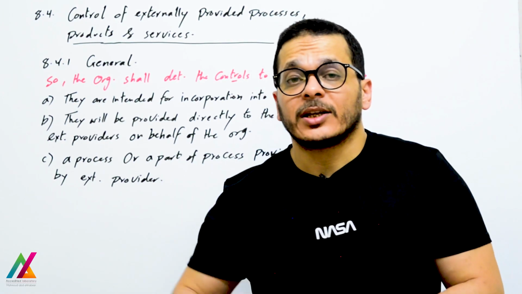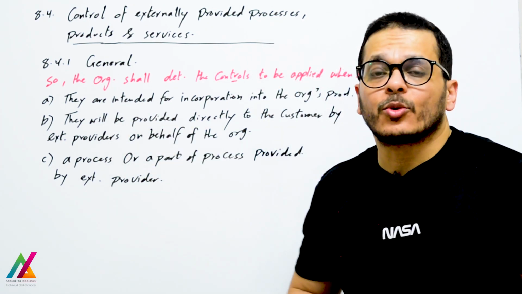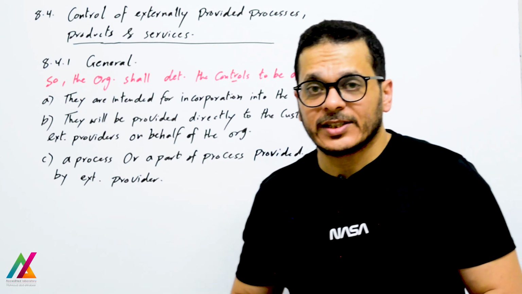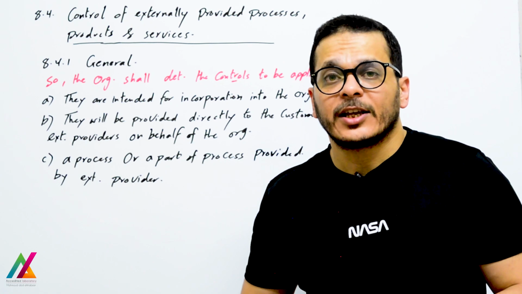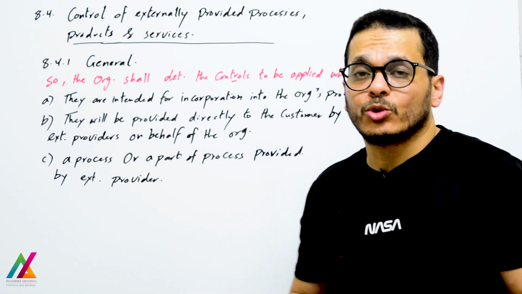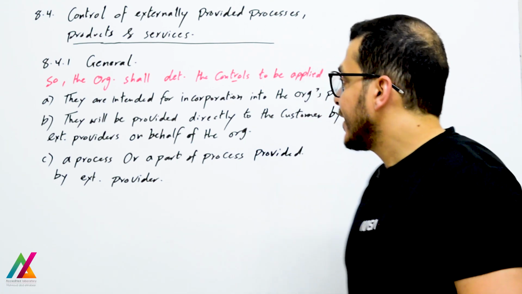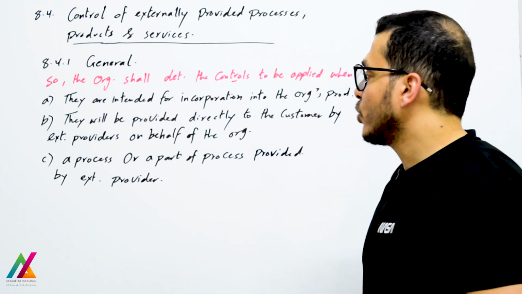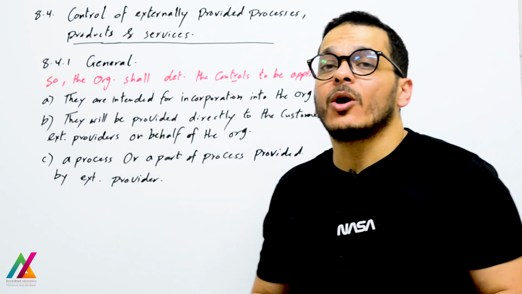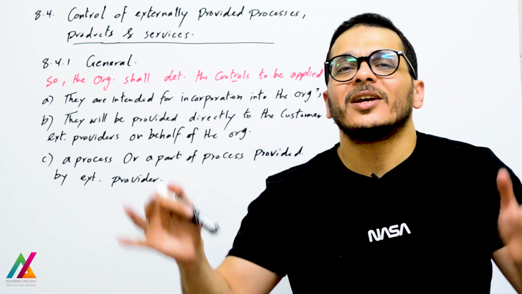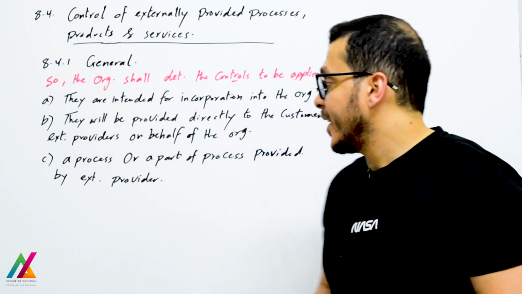So the organization shall determine the controls to be applied to these activities that will be done by another company when these activities are intended for incorporation into the organization's product. If you purchase resources from a supplier, they will be incorporated into the organization's product to produce the product. In this case, there should be some controls. And also when they are provided directly to the customer by an external provider on behalf of the organization, in the end you will be responsible in front of the customer.